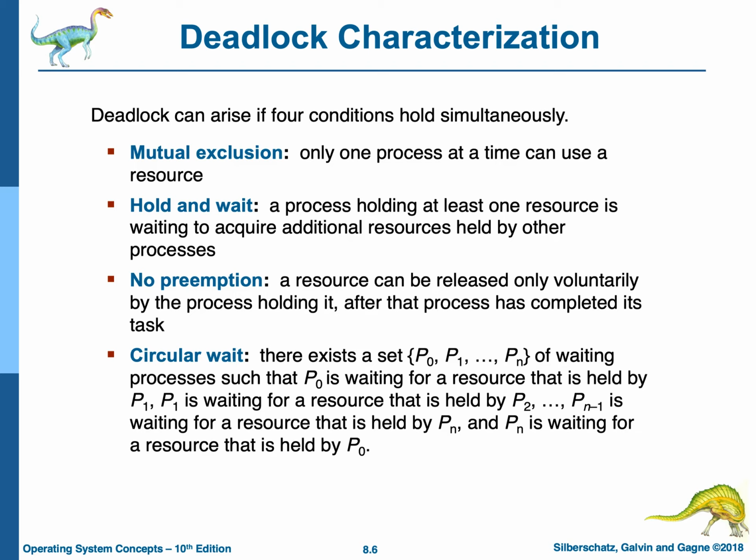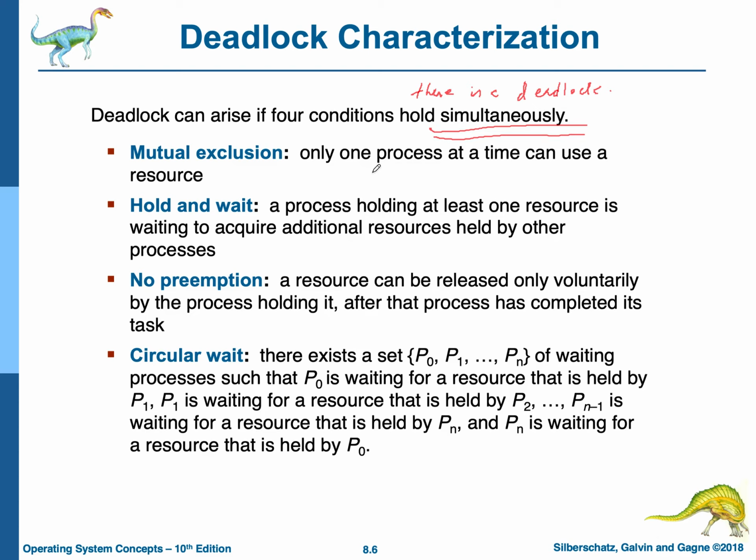So the first one is mutual exclusion. Now these 4 conditions should be met. If one of these conditions is not met, then there is no deadlock. Deadlock can arise if 4 conditions hold simultaneously. If these 4 conditions occur simultaneously, then only we can say that there is a deadlock, or the possibility of deadlock. Otherwise there is no deadlock.